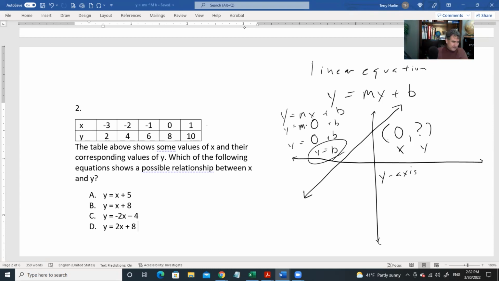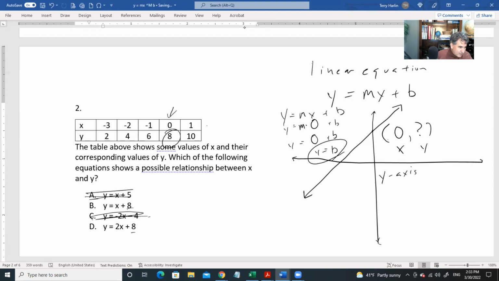Okay, all right, that's important, because as we look at the problem here, and as we look at the table, we can immediately go to the table and say, where is 0 x? It's right here. That means that this is going to be my y-intercept. So A and C are eliminated as a result, because these two are the only ones that have 8 as a y-intercept.